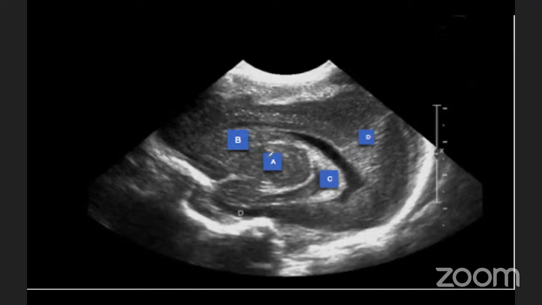So A is thalamus, B is the caudate area, caudate nucleus, C is the choroid plexus, and D is the parietal area, periventricular area, to look for the PVL. And these are the sagittal view.